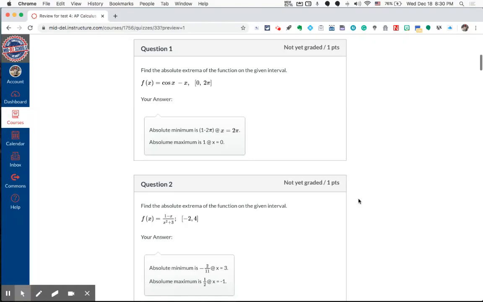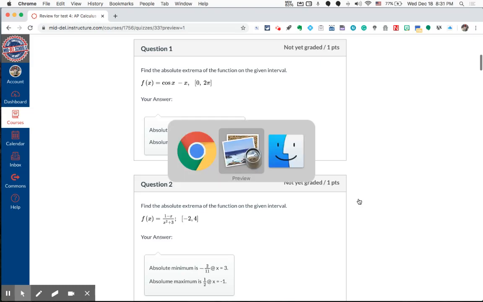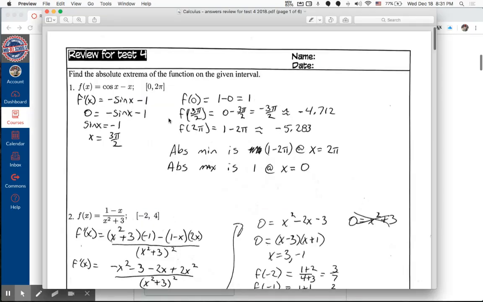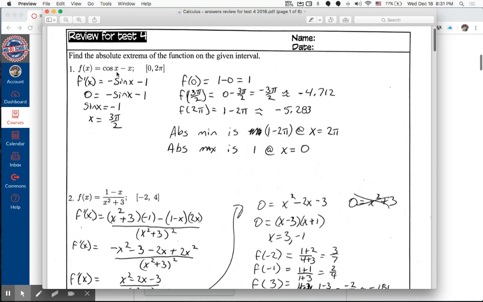All right, we're looking at answers for review for test 4. So number 1, let's go over here and look at it. Number 1, we have f of x equals cosine of x minus x. Interval is 0 to 2 pi. We want to find absolute extrema.